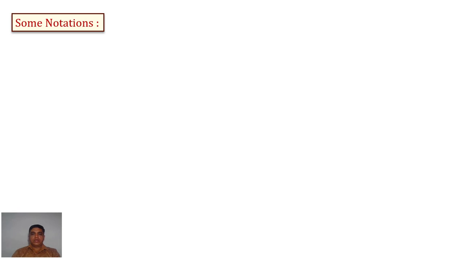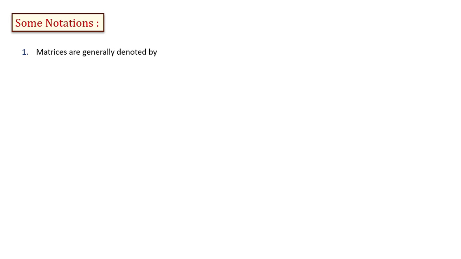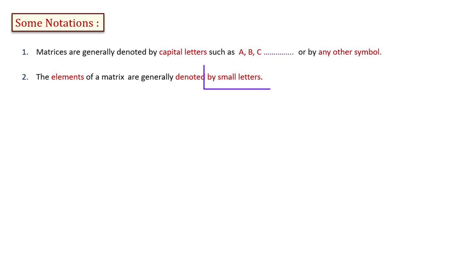Hello everyone. In this lecture, we are going to discuss the general form of a matrix and some important notations. First, we will discuss important notations which are generally used in matrix theory. First, matrices are generally denoted by capital letters such as capital A, B, C or by any other symbol. Second, the elements of a matrix are generally denoted by small letters.